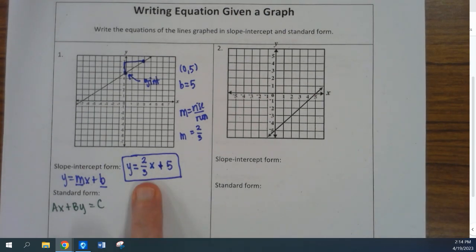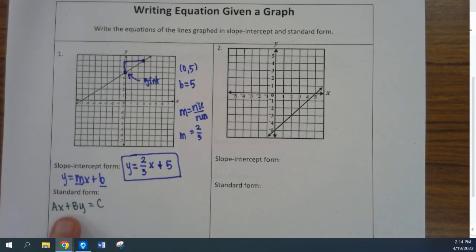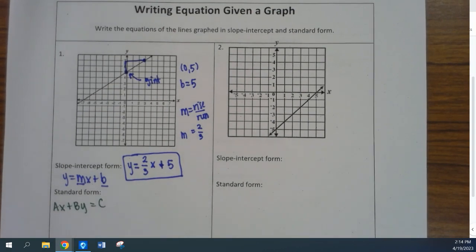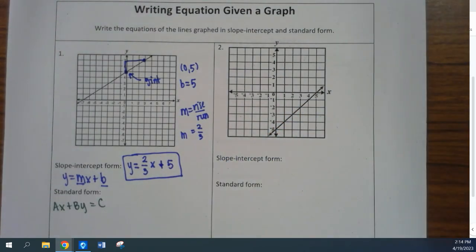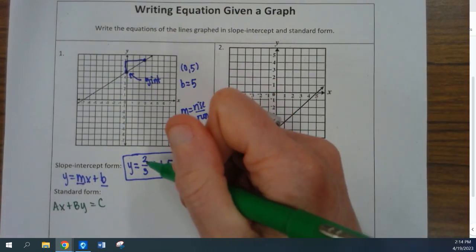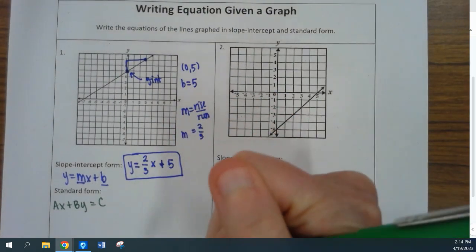So we want to take this equation and move it around so that it looks like this, but where A, B, and C are some numbers. So we're going to take this equation and transform it and rewrite it. So the same line can also be represented.